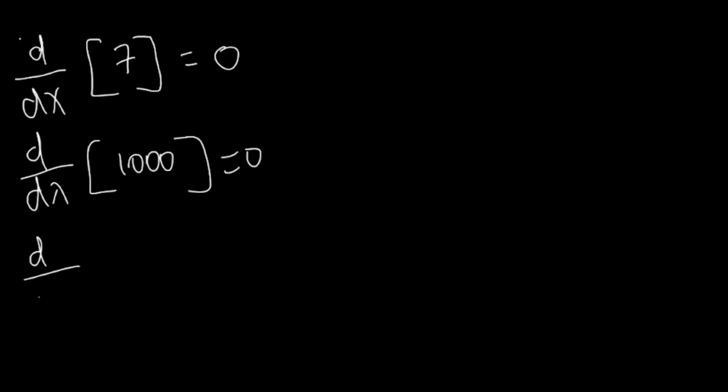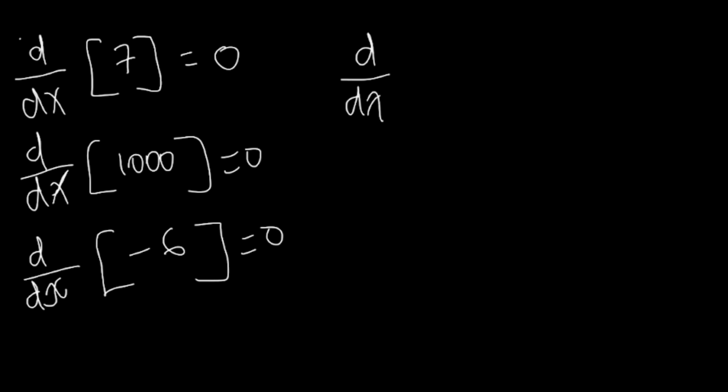The derivative of -6 would be 0. Any integer, it would be 0. The derivative of 3.5 would be 0, and so on.